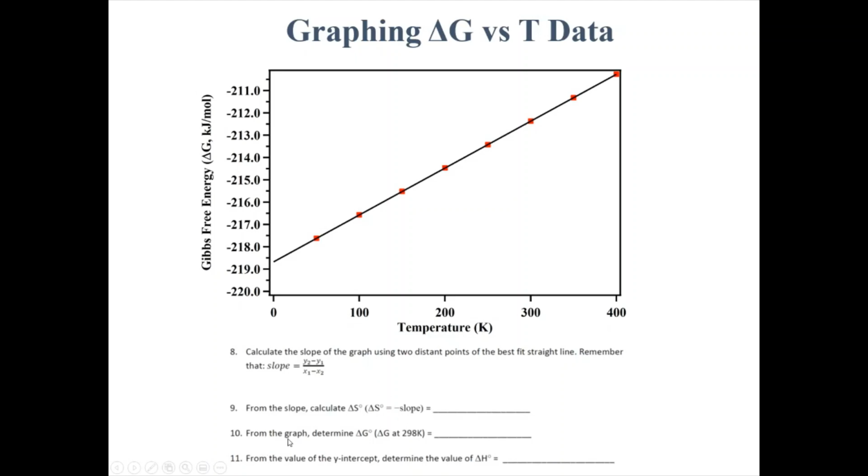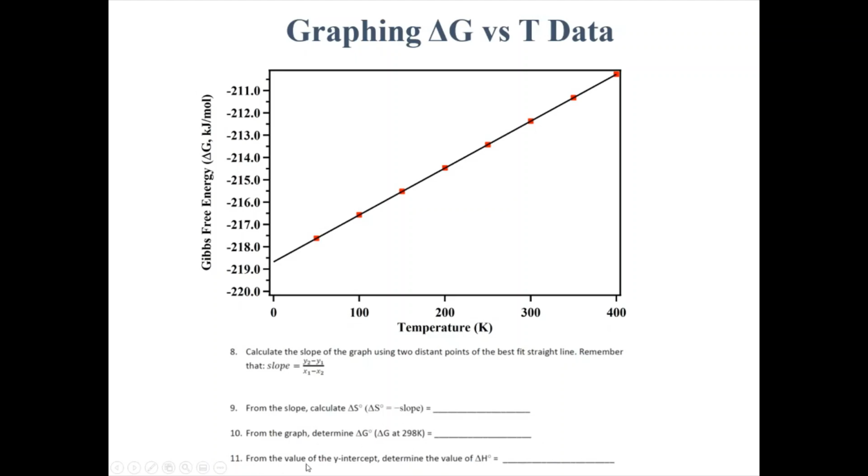Okay, and then the next thing we're going to do is determine delta G naught from the graph. And remember, this is delta G at 298 Kelvin. So you're going to find 298 Kelvin on your graph. You can draw a straight line up to where it intersects the graph, and then draw a horizontal line over and read off on the Gibbs free energy axis what the value is at 298 Kelvin. And that's going to be delta G naught.